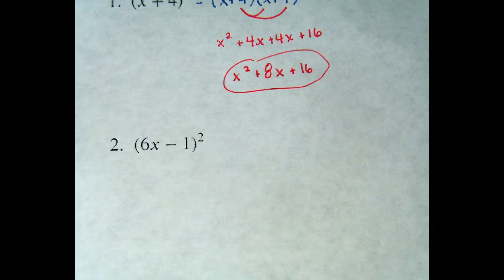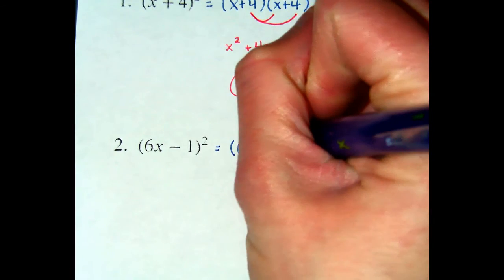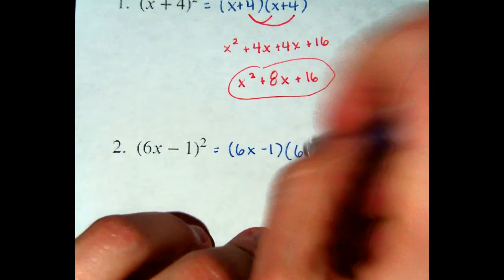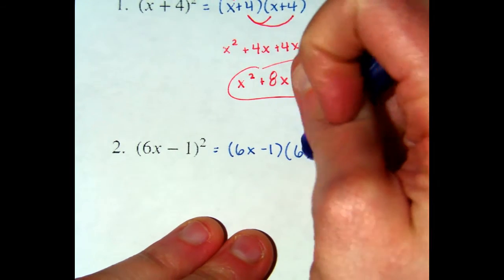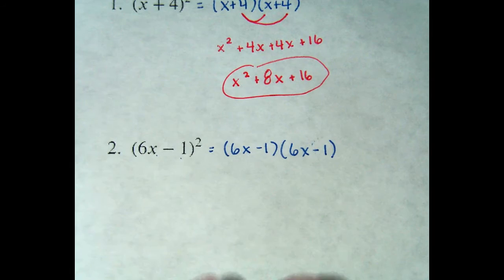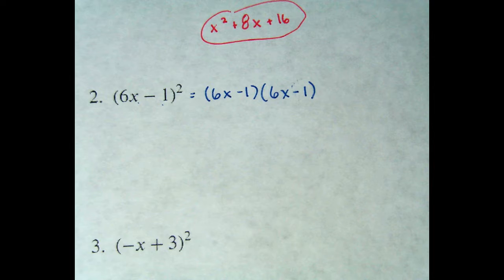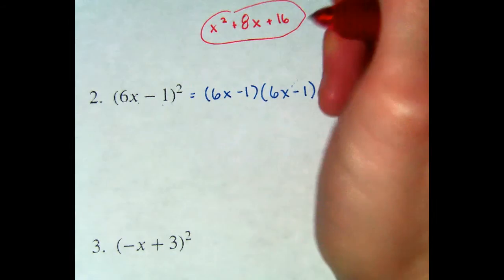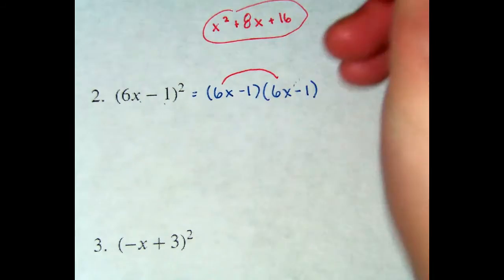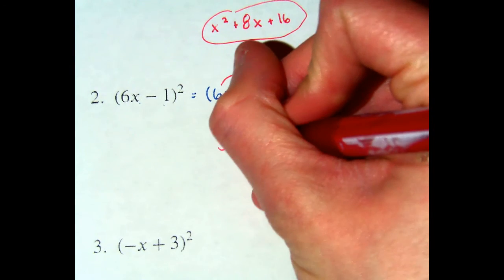Alright, if we're going to do number 2, what do we need to do? Same thing. Write it twice. If you don't write it twice, I bet you that you will think the answer is 36x squared minus 1. That's not right. People just square this and then square that. That's not what's going on. Alright, now what do I do? Okay, 6x times 6x. 36x squared.